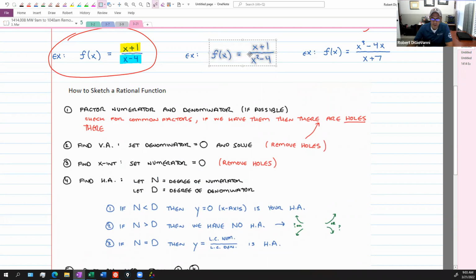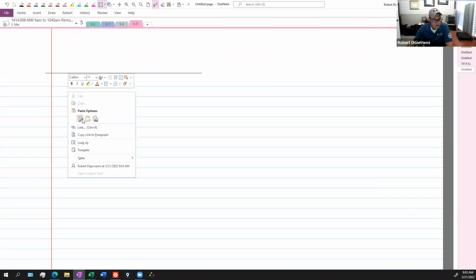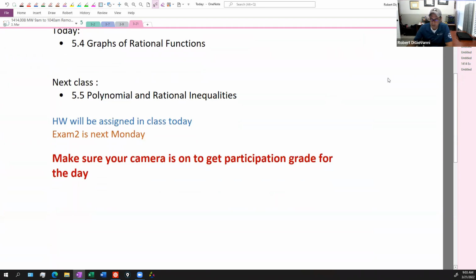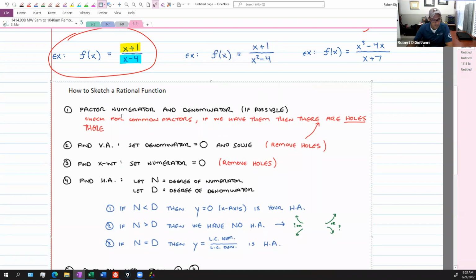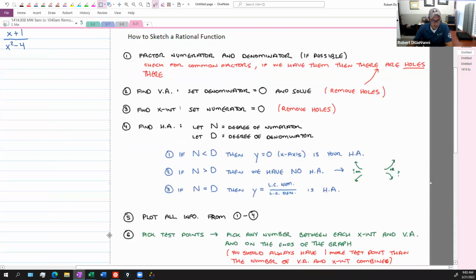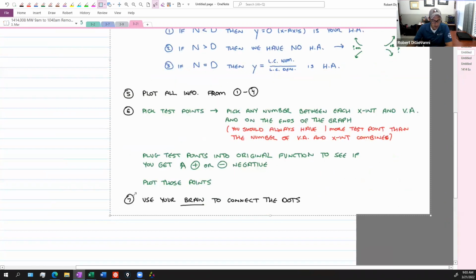Let's go ahead and just pick up with this first example here and get right into it. We're going to take this rational function and graph it. So here's the rational function. Let me go grab those steps again. All right, so I'm going to put the steps here. I'll make them a little smaller so they don't take up all this space.